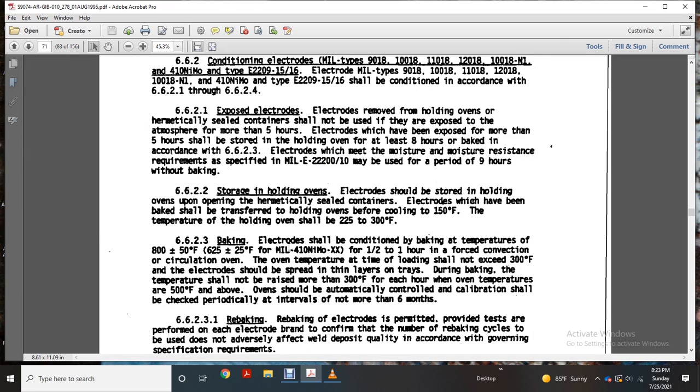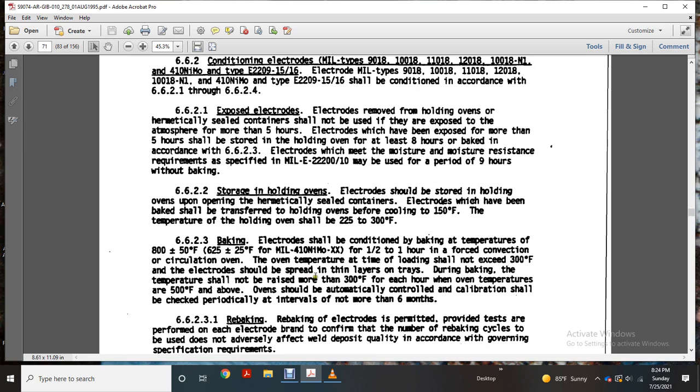Baking: electrodes should be conditioned for baking at a temperature of 800 plus or minus 50 degrees, 625 plus or minus 25 degrees, Monel 410, and nickel ammonium XX for 1/2 to 1 hour in a forced convection circulation oven. Oven temperature at the time of loading should not exceed 300 degrees Fahrenheit. Electrodes should be spread in thin layers on the trays during baking.